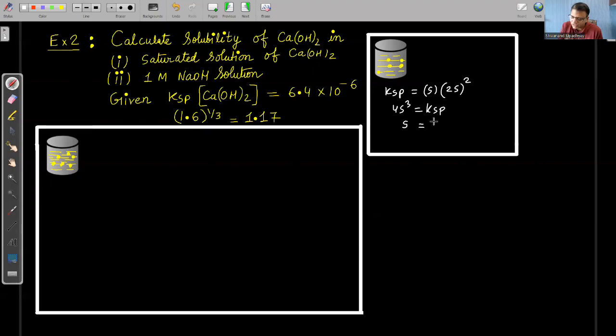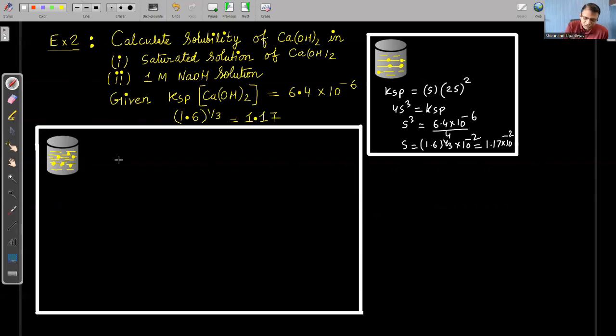From there we can write that 4s cube is equal to Ksp, and if we put the value, solubility is equal to the cube root of Ksp by 4. Ksp is 6.4 into 10 to the power minus 6 divided by 4. On solving, we get 1.6 to the power 1 by 3 into 10 to the power minus 2. On further simplification, we get 1.17 into 10 to the power minus 2. This is the solubility. We have already solved this in the last question. This is the solubility in a saturated solution of calcium hydroxide. There is no other chemical species, only calcium hydroxide is there.